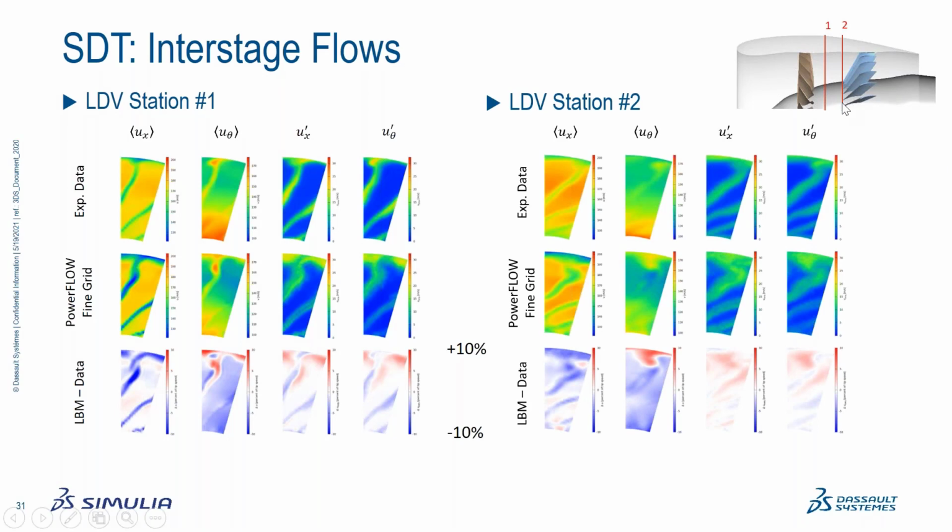OGV. And as you can see, there is some overprediction of the wake deficit with PowerFlow, for example. So this blue line, or this area here, is a darker blue than this area. But what is really well captured are the unsteady or the velocity fluctuations in the wake for both stages here, left and right.